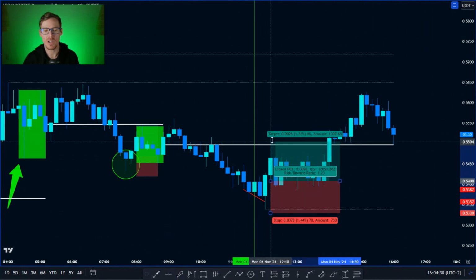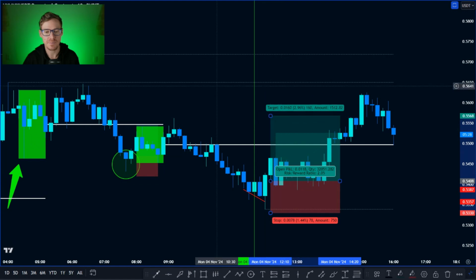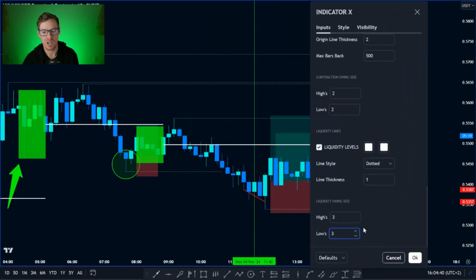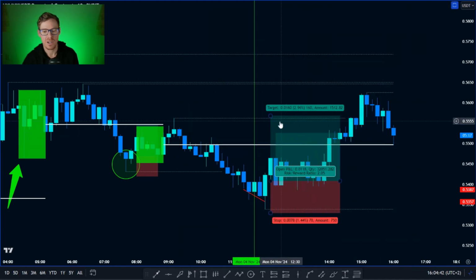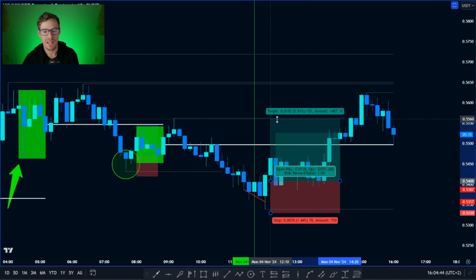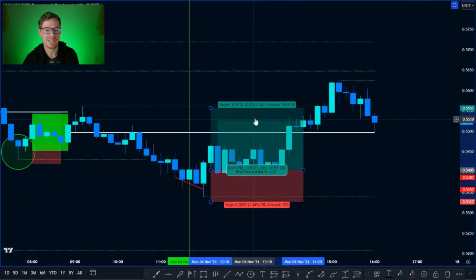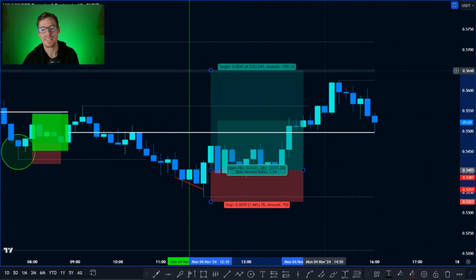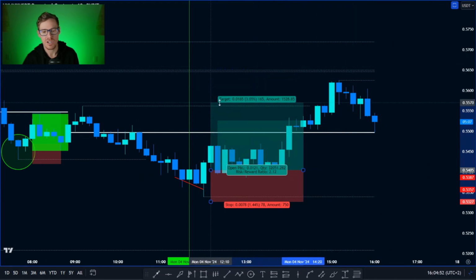The second target would have been the liquidity line. I just want to add more sensitivity to these liquidity lines, so you can see there will be more of them produced on the chart. There we go. So you can see this would have been the first liquidity line over here, and price hit that liquidity line. If we'd aimed for this high liquidity line, price did not get that far yet, so we could have exited the trade at the first liquidity.